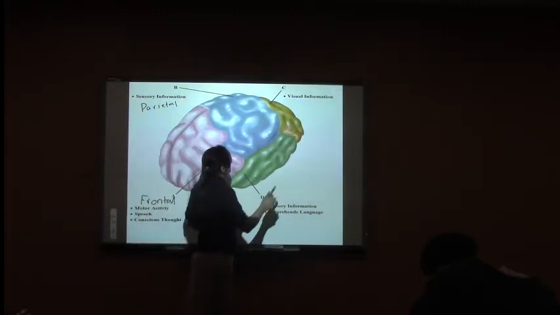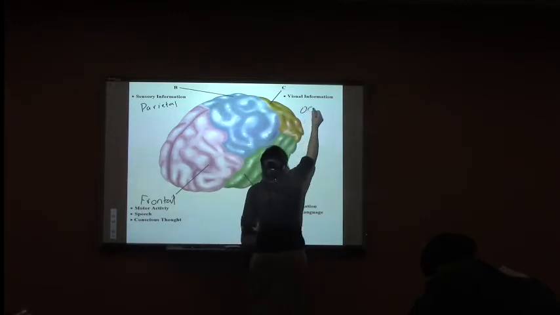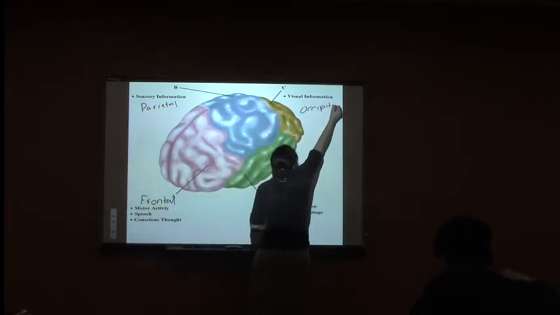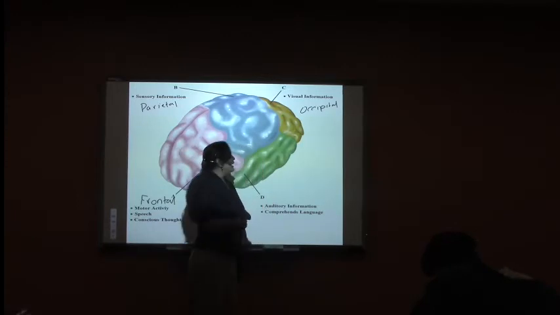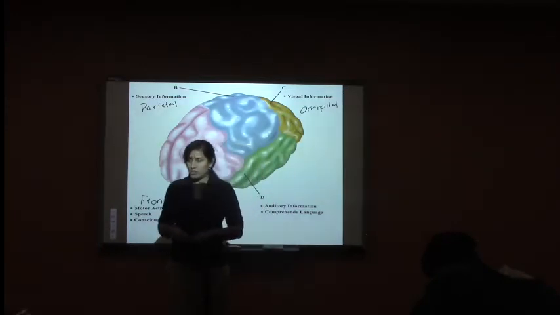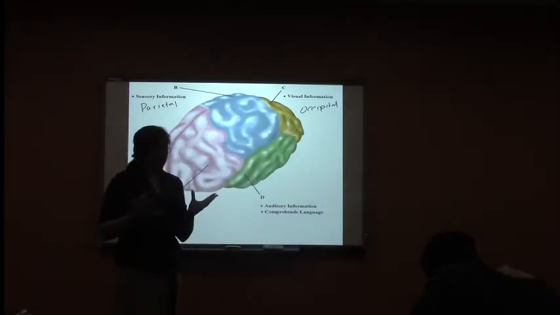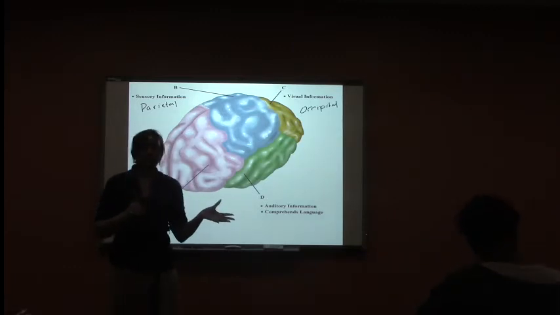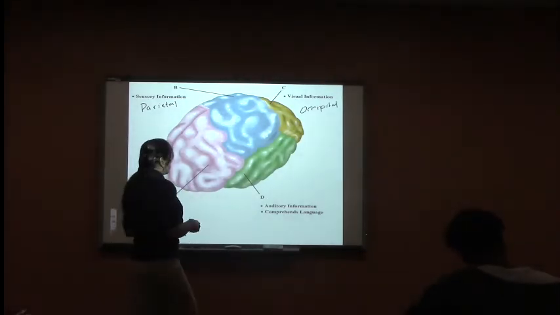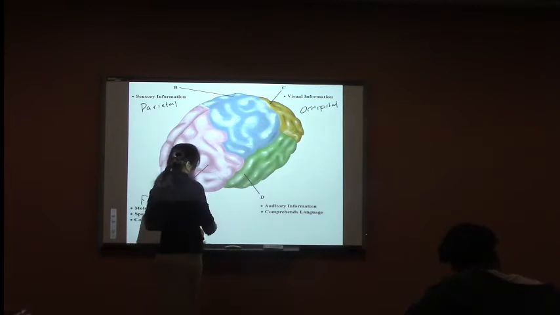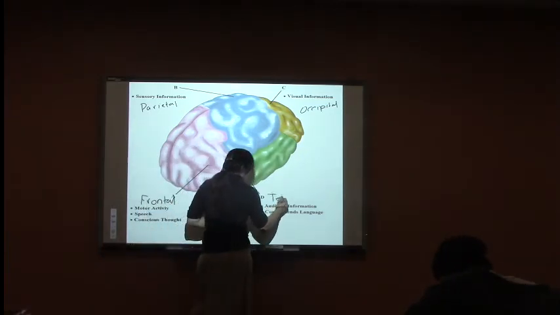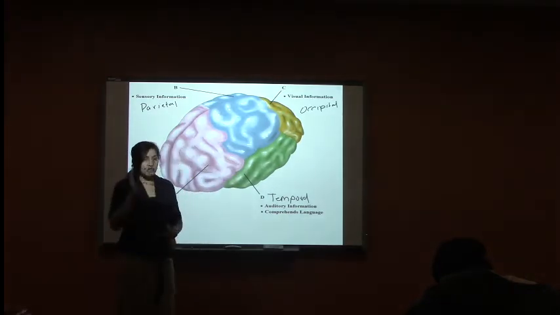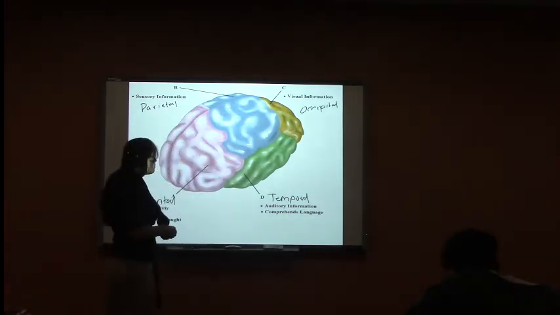C is the occipital lobe, and it's responsible for visual information. So vision, which is still sensory, doesn't go to the parietal lobe, it actually goes to the occipital lobe. And this is the temporal lobe: auditory information, it's right above your ear. It comprehends language.